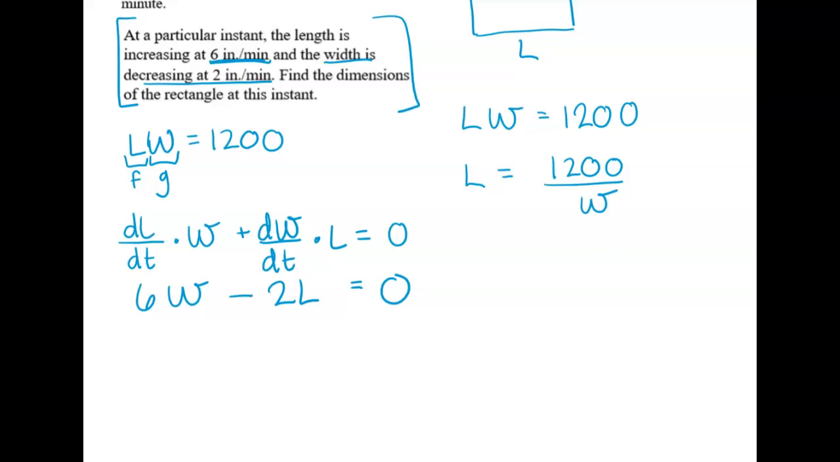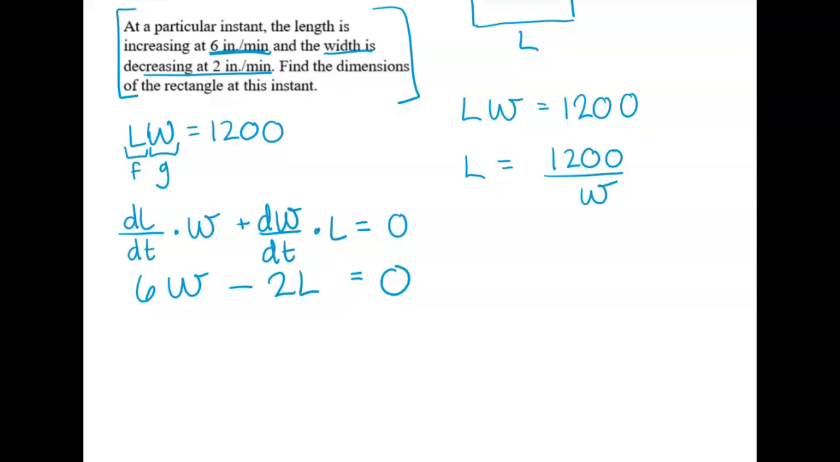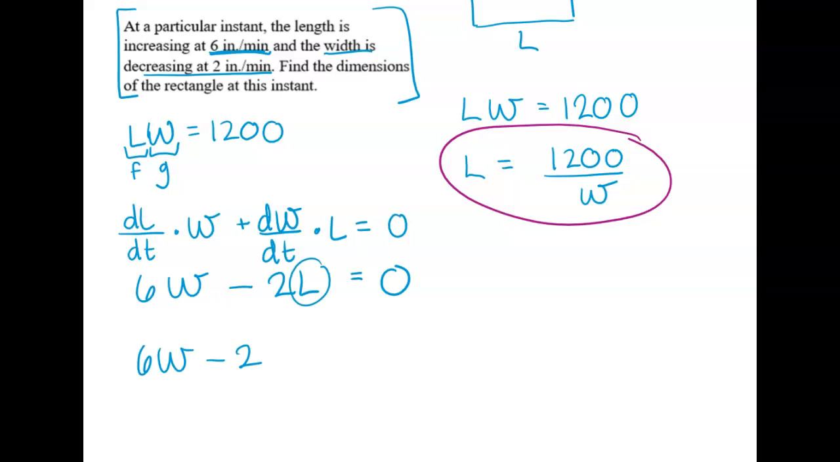We have two variables. We want to get rid of one. What do we have? Oh, remember this? L equals 1200 over W. So I'm going to replace it. So I have 6W minus 2, and instead of L, I'm going to make this 1200 over W, and that is equal to 0.